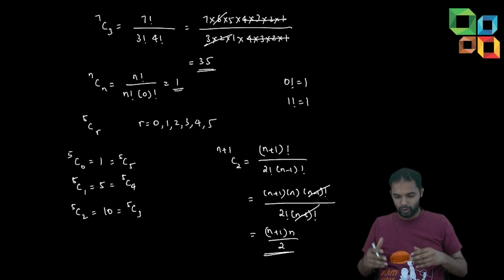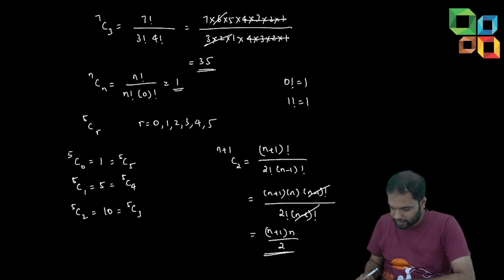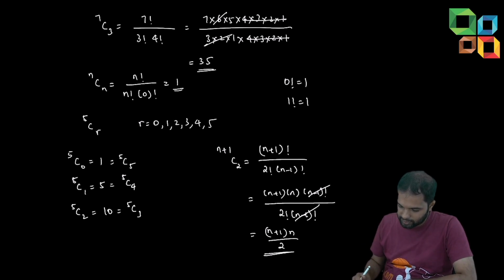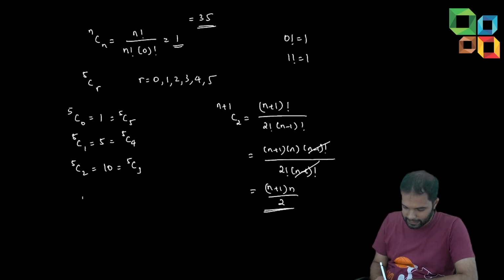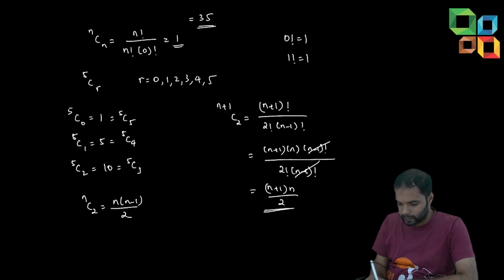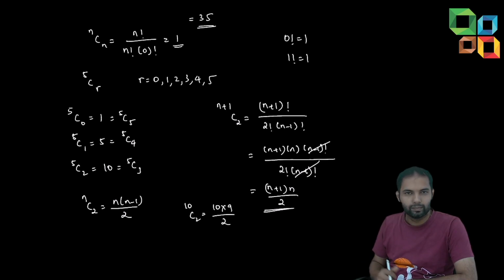This, if you already know, you can directly write. Suppose we're talking about two terms, it is always this term into the next term divided by 2 factorial. For example, if we're talking about NC2, it is n into n minus 1 by 2, where the next term is n minus 1. For example, 10C2 is 10 into 9 by 2, that's it. 9 into 5, 45.